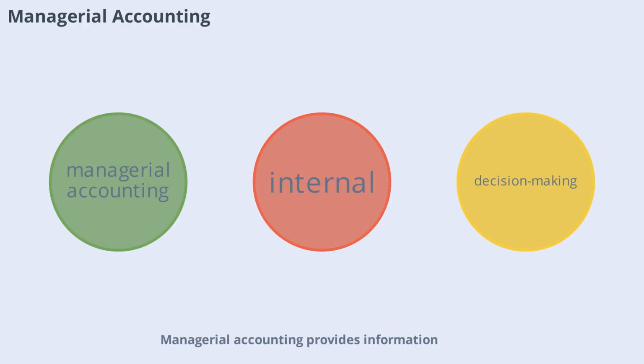Managerial accounting provides information to managers within the company. This helps them make decisions about inventory, production, and budgeting. For example, a bakery manager uses accounting data to forecast supply needs and plan for profitability. Managerial accounting is all about supporting smart internal decision-making.